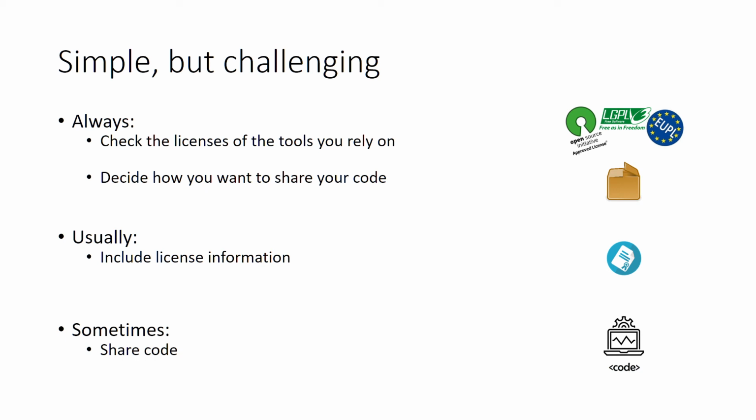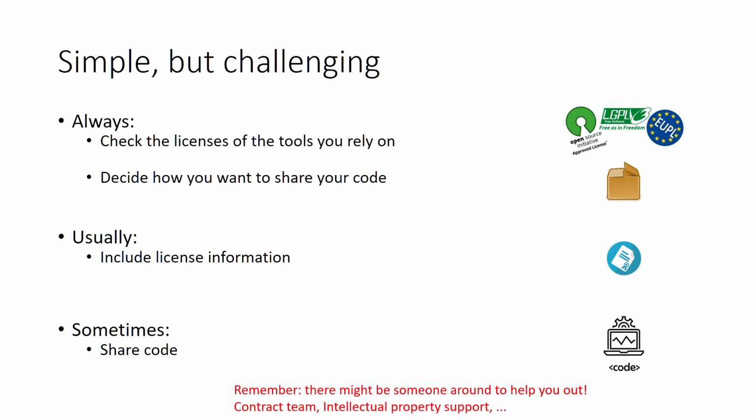Finally, if you are reusing someone else's code or work, then make sure that you mention where the information comes from. In most cases, this is the only thing that is requested of you. You must preserve license information of what was provided. In some cases, you may be asked to share your code. When in doubt, there might be someone in your institution who can assist you. Those may be your contract team, the legal department, or the library data support. Do not hesitate to contact them.